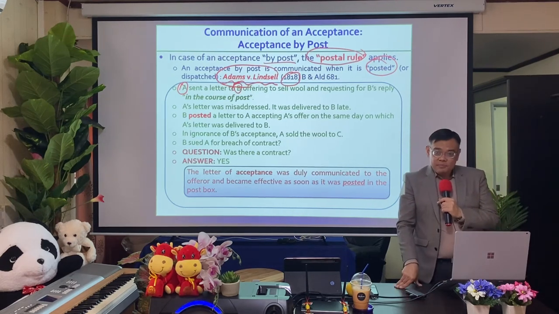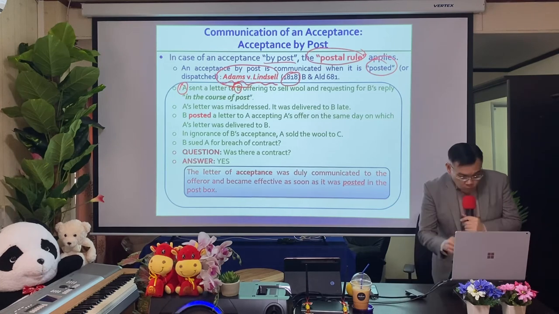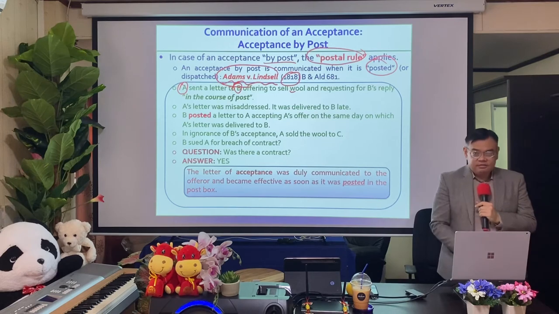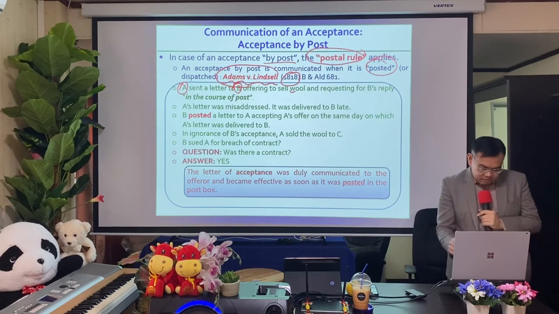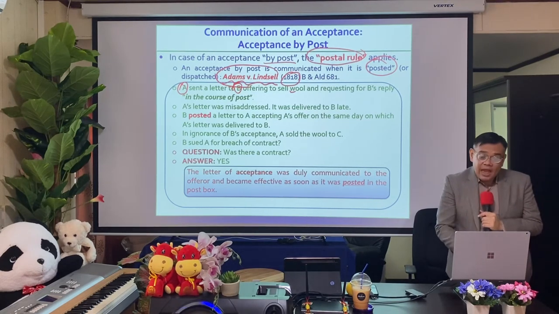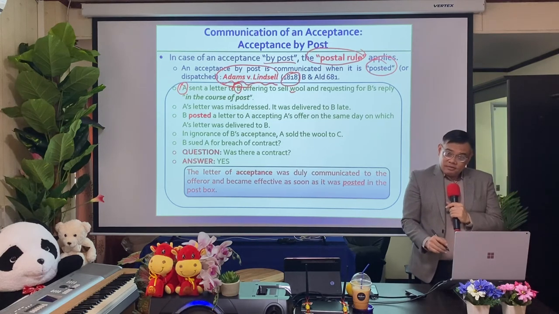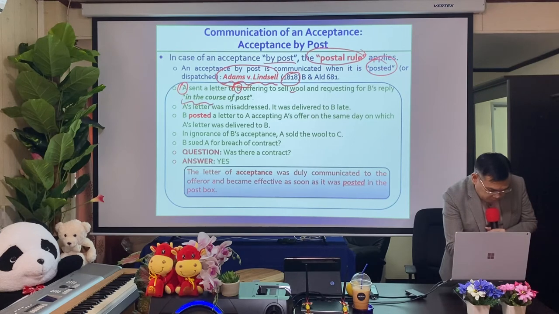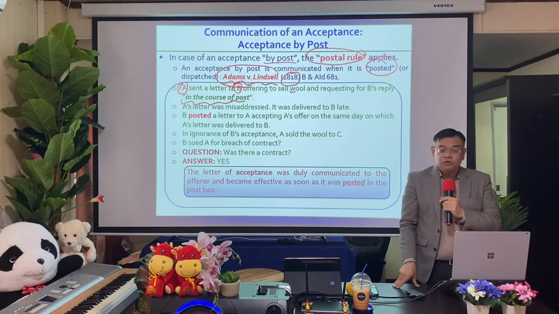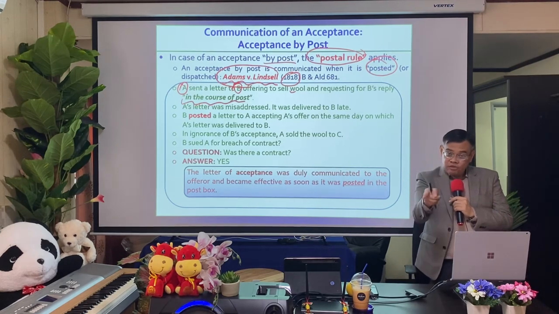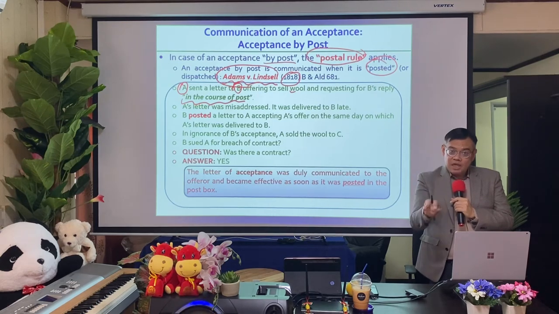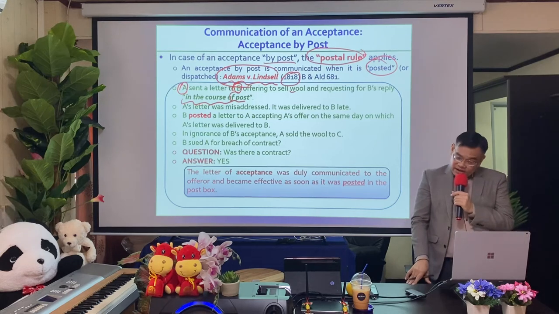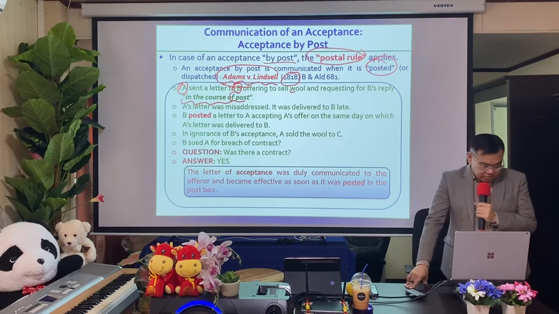A just made an offer to sell wool to B. A requested B to reply by post. That means A told B that if B wanted to reply, B would have to do so by post, sending a letter to A, and B did so.